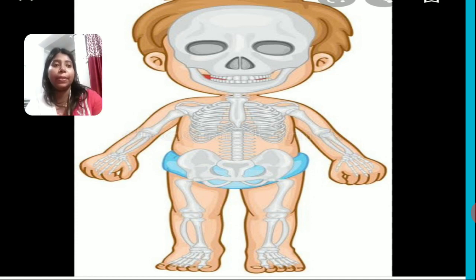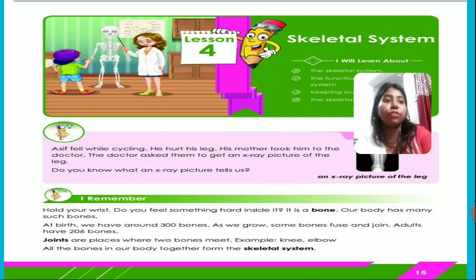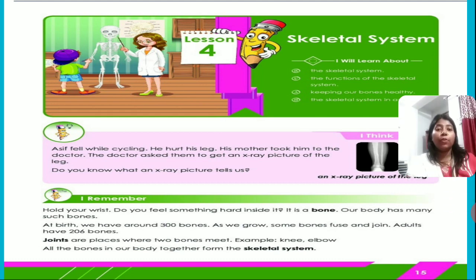Now come to the very first page. You can see the I Remember section. Hold your wrist. Do you feel something hard inside it? It is a bone. Our body has many such bones. Yes or no? Our body has many bones.